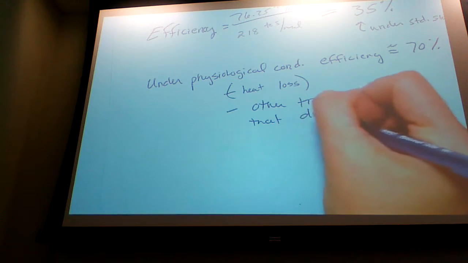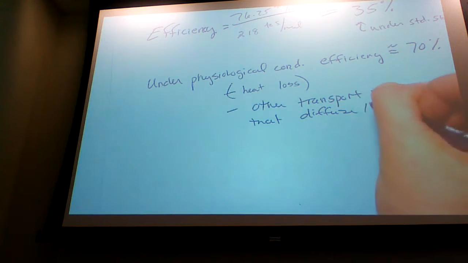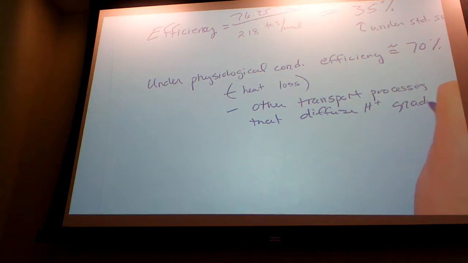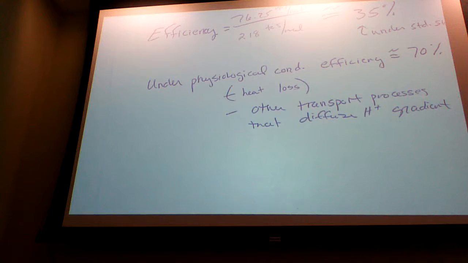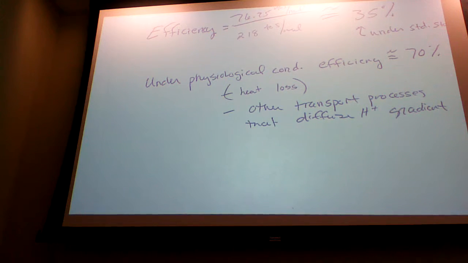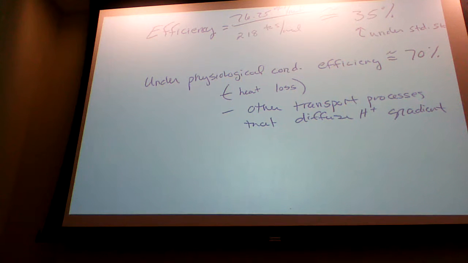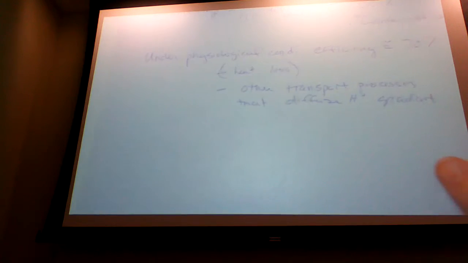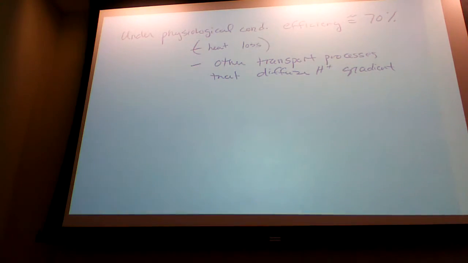That diffuse the proton gradient. That 70% is still really, really good. When you start thinking about, you know, your car and how much energy can be released from all the fuel that you burn versus how much of that is actually translated into the engine of your car.